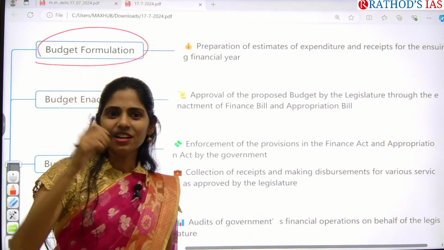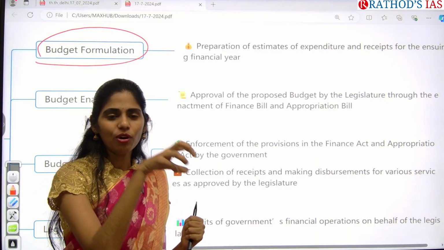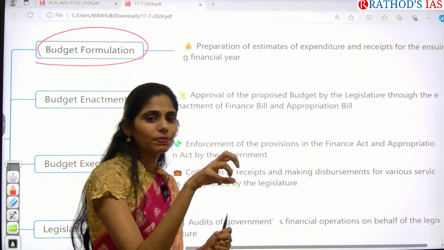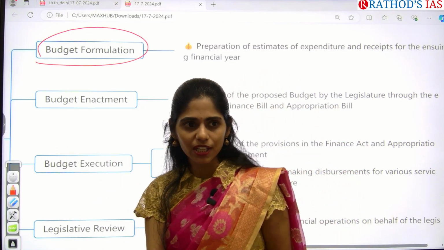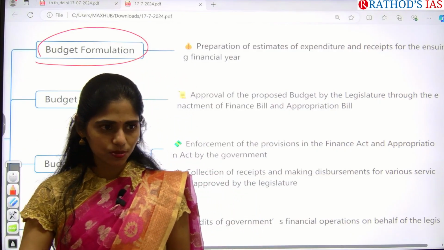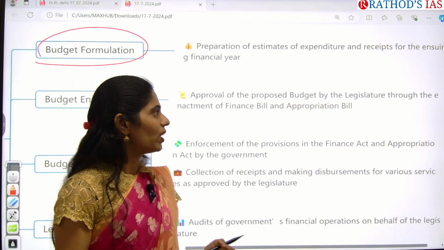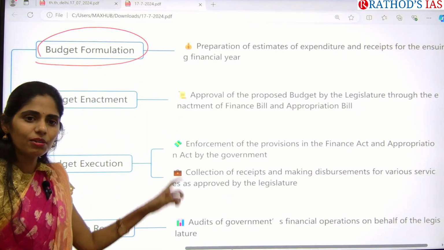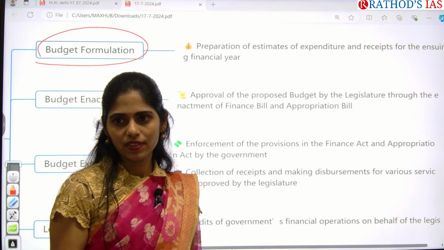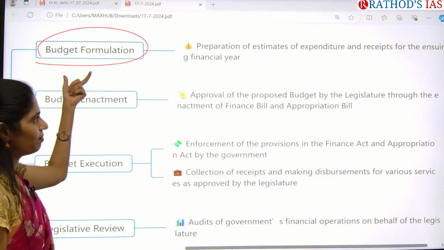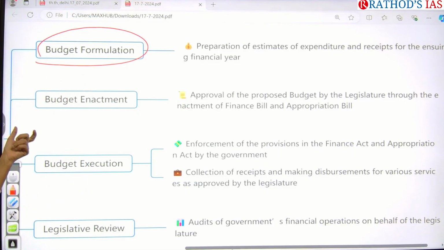So here the government needs to get an estimation of how much they are going to spend on that scheme this year. For example, MGNREGA is there, so how much do they want to spend, right? In that way, each and every department will be sent notices saying you have to prepare your estimates. Okay, so the first step is planning the budget, and the next one is enacting the budget.